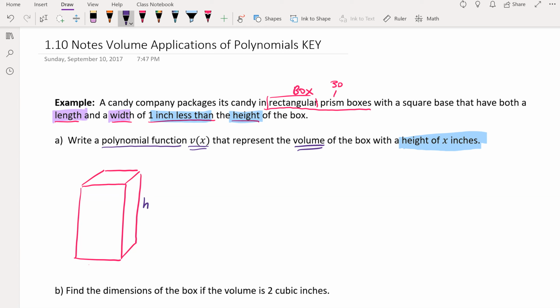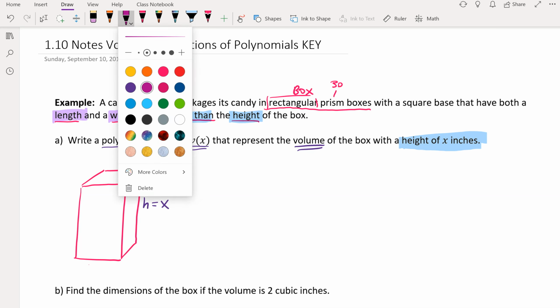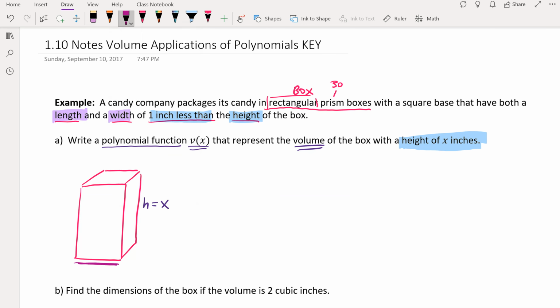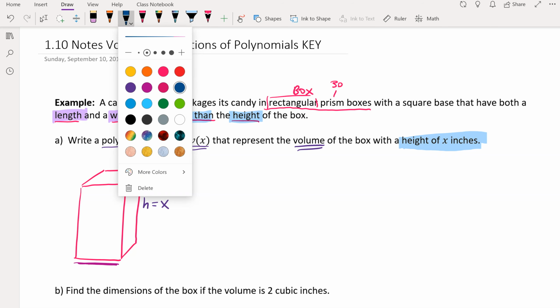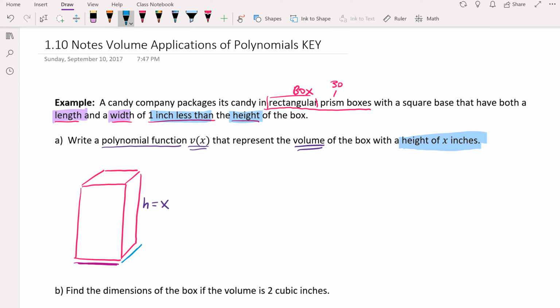This is the height, height equals x. I'll leave h as x. Then let's break down the other sides. We need to label the length of the box, which is going to be this side, and we also need to label the width of the box. Let's do the width in this color. They gave us this information: length and width are 1 inch less than the height. So what operation is less than?